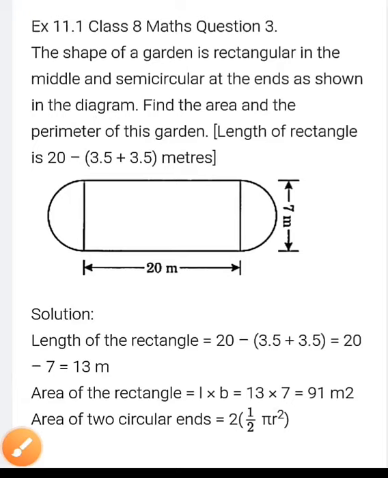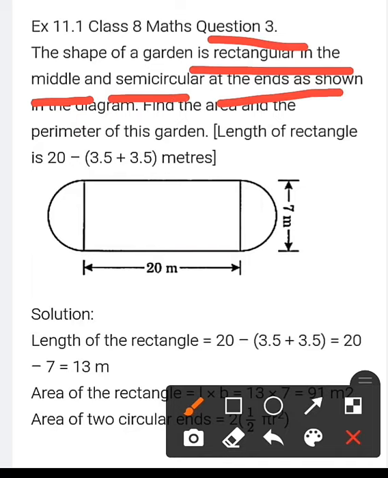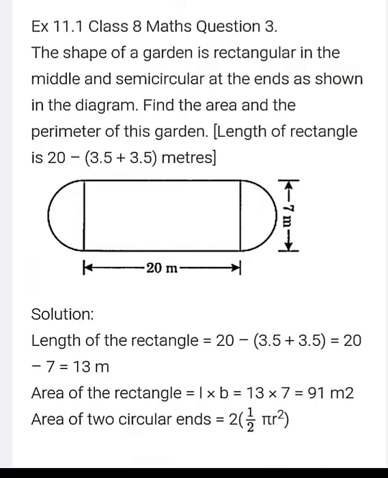Students, now moving ahead with exercise 11.1. First and second questions we have seen. Now the third one. Question number 3: the shape of a garden is rectangular in the middle and semicircular at the ends, as shown in the diagram. Find the area and the perimeter of this garden.